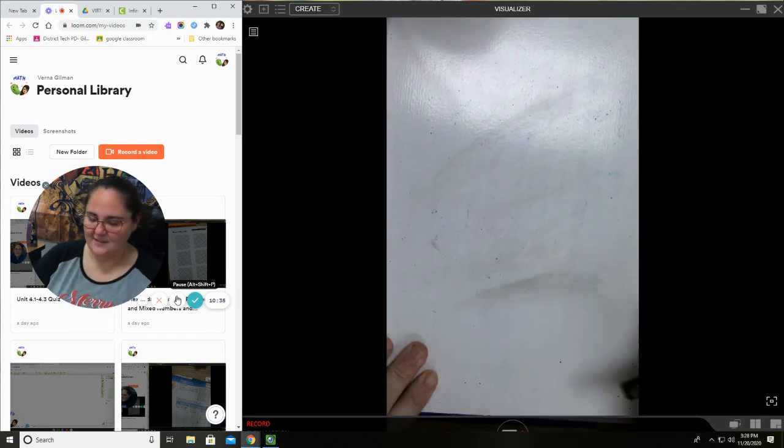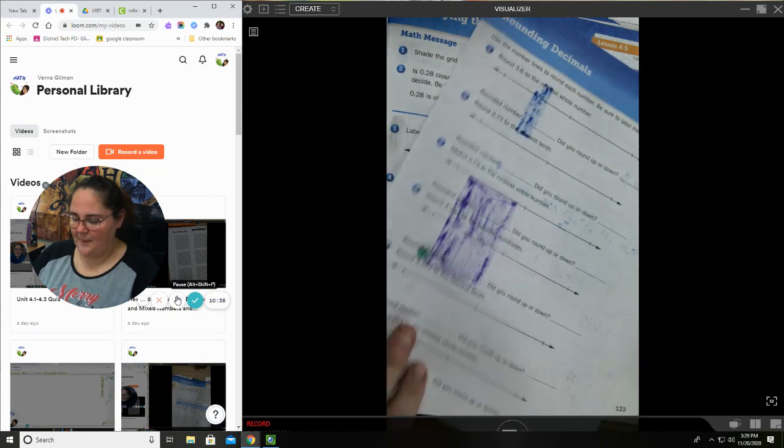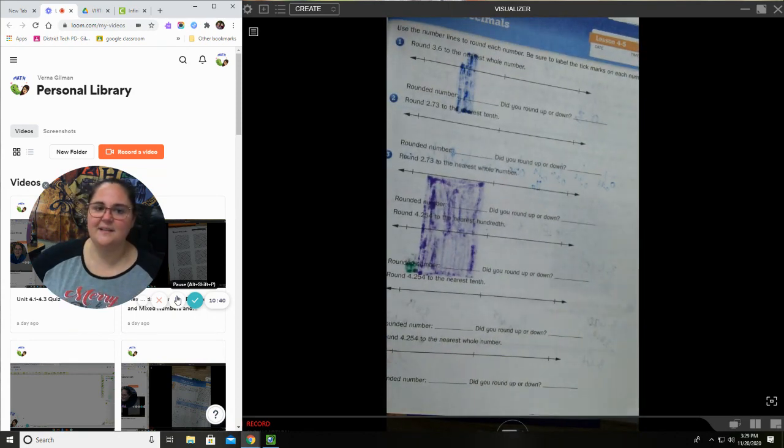Okay, let's try a couple more. Back side of your paper. Don't mind the marker on there. I'm sorry, it's a little messy, but it's okay. It'll work.